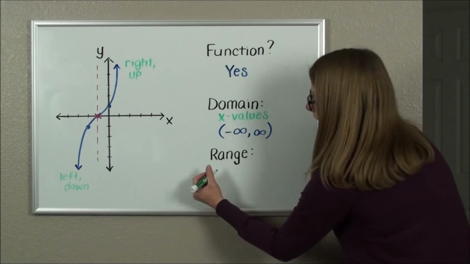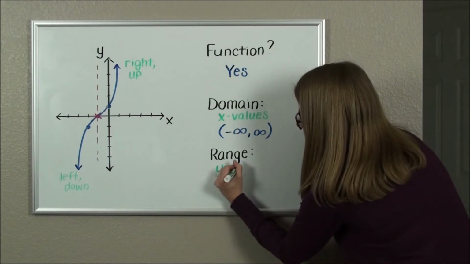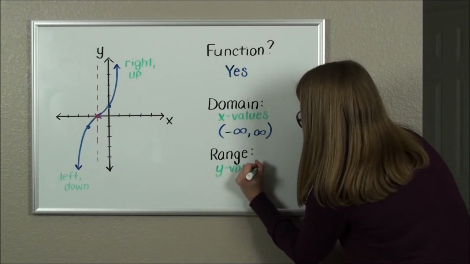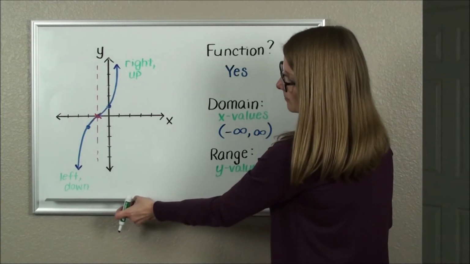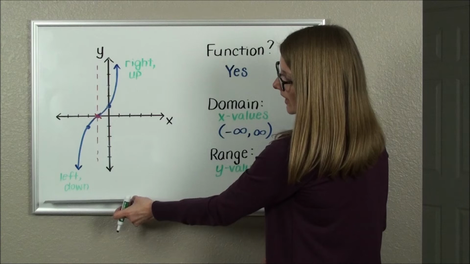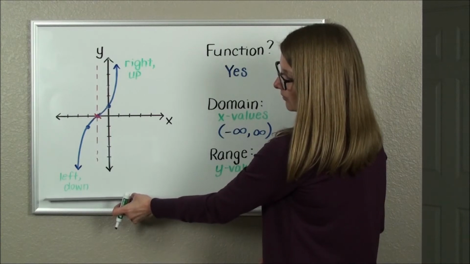Now for the range, again, we're looking at y values. This is your bottom to top, your heights. And this one's a little bit easier to see. If I imagine scanning from the bottom, I know that that arrow indicates I'm continuing down forever.